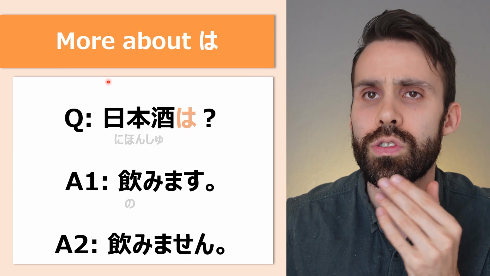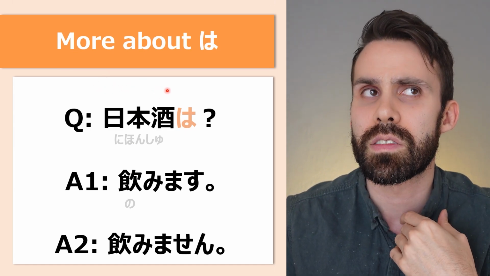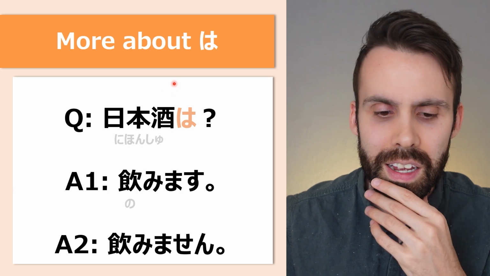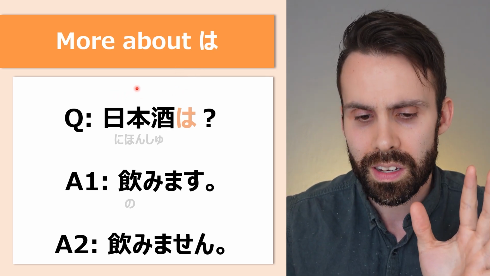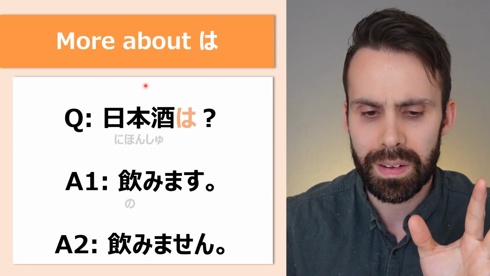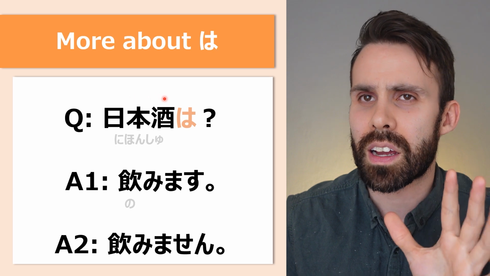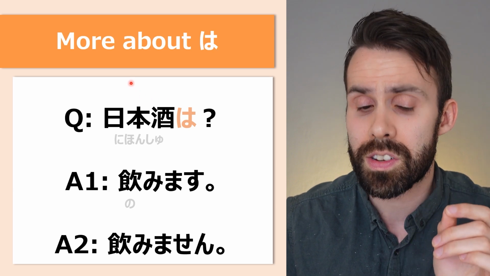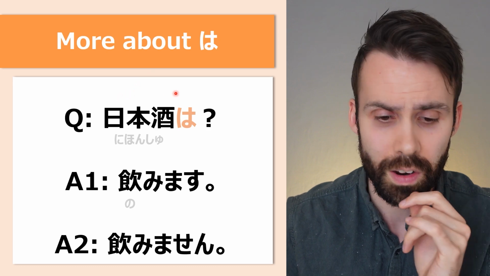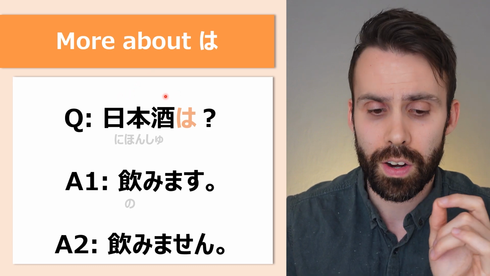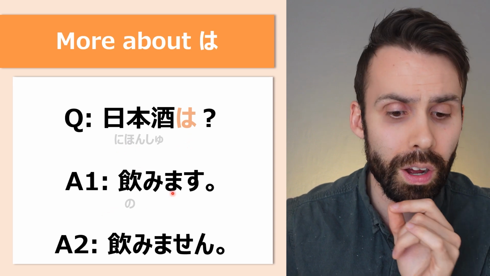So, 日本酒は? So, how about Japanese rice wine? So, osake. So what we tend to think of as sake in the West is actually nihonshu, so Japanese wine, Japanese alcohol. While sake in Japanese just means alcohol in general. So, nihonshu wa, so how about Japanese rice wine? And you could say nomimasu or nomimasen, depending on whether you're going to drink it or not.